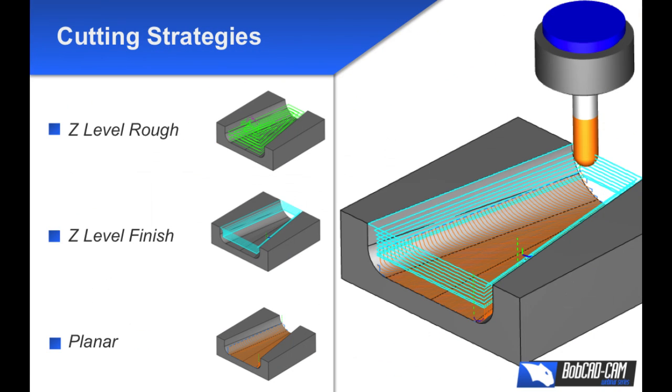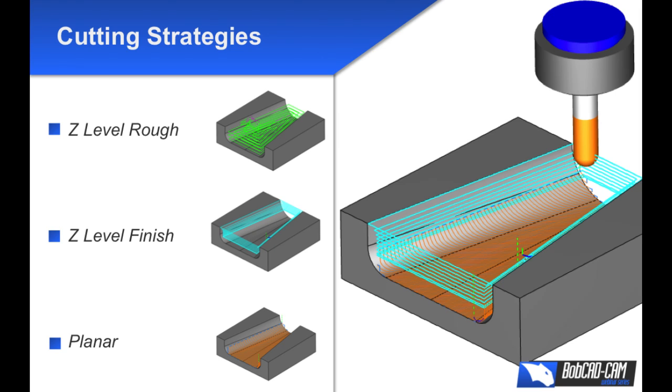All right, so we're going to be talking about three common cutting strategies. These are the ones that I just want to focus on in today's webinar. I know there's a lot of topics. Z-level rough, Z-level finish, and planar are the three most common strategies you'll use in any scenario. Whether you're new to 3D machining or if you've been doing it for a long time, these are your go-to strategies.